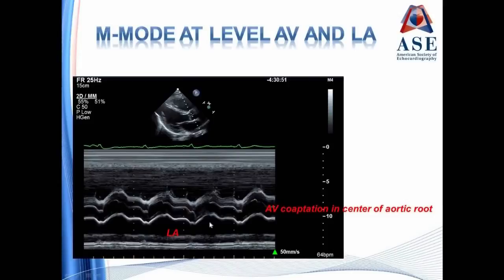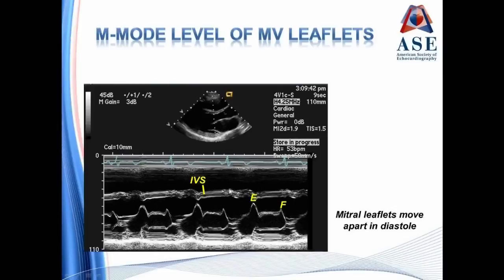At the level of the mitral valve, we see the motion of the interventricular septum as well as the normal motion of the mitral valve. These openings are named the E and the F wave. They do correspond to the E wave and the A wave that we'll talk about on Doppler, but obviously they're very different things. We're not measuring velocity of blood flow. We're measuring opening distance of the mitral valve from its coaptation point.